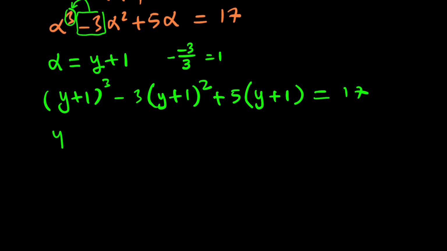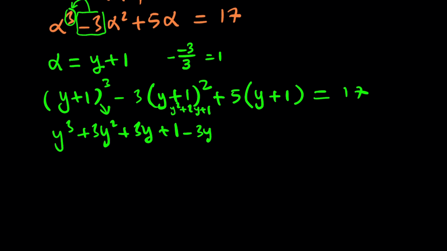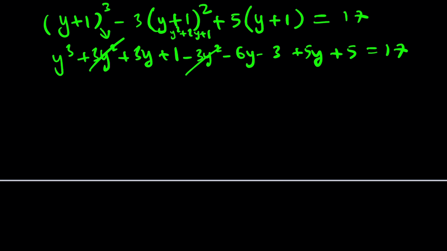Now, if you expand this, y cubed plus 3y squared plus 3y plus 1, that comes from the binomial theorem. And notice that this is y squared plus 2y plus 1, but go ahead and distribute the negative 3: negative 3y squared, negative 6y minus 3, and then plus 5y plus 5 is equal to 17. Notice that y squared cancels out. That is the goal, okay? We want to get rid of that, and I'll tell you why this works.